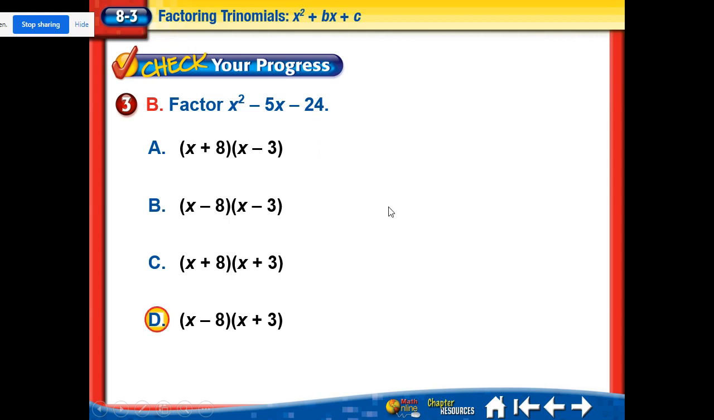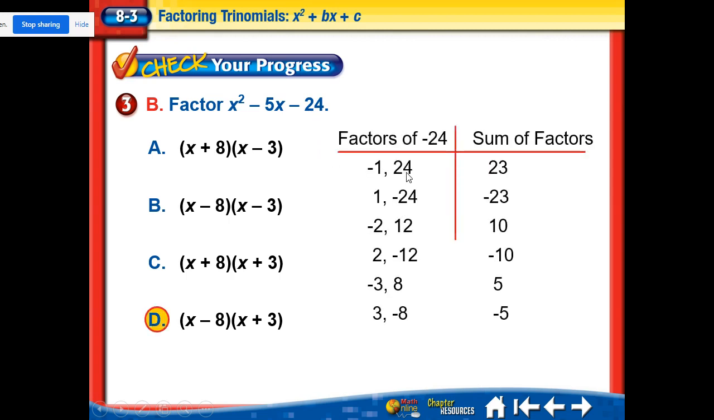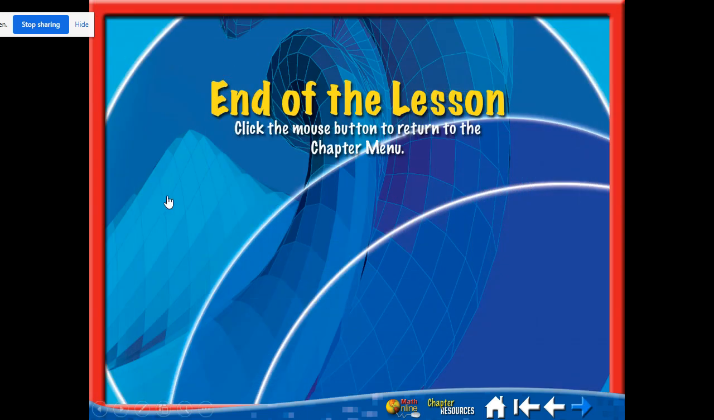Going to 24. 1 and 24, is that 23? That's not going to work. 2 and 12 is 10. Nope. 3 and 8, that's 5. And which one do we want? We want the negative 5, so it's this one, 3 and negative 8, which is obviously what we have for D. And that's what I have for you today.